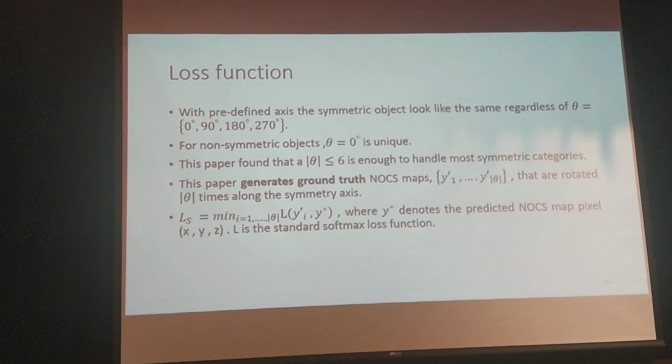For a symmetric object, we want the model to be able to handle it. The loss function is designed to ensure the model can steadily predict the NOCS model. The rule of design is in order from top to down. The last rule mentions the loss function of this paper, which is softmax.